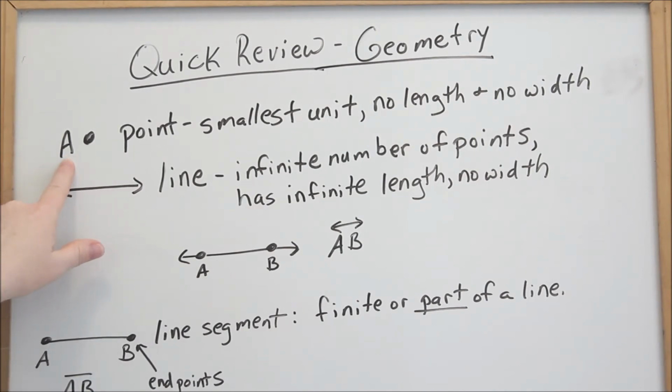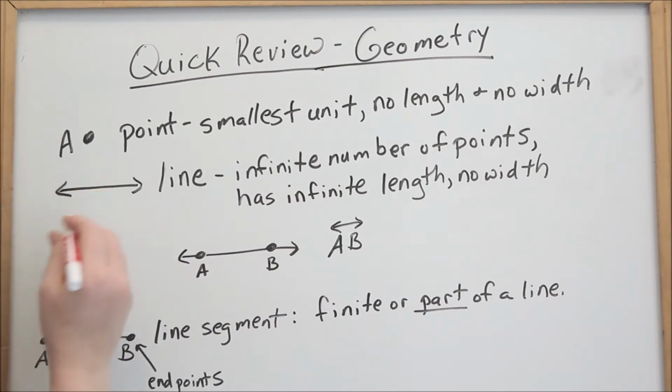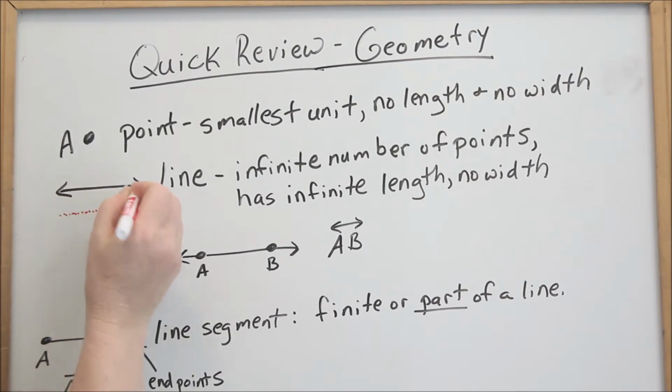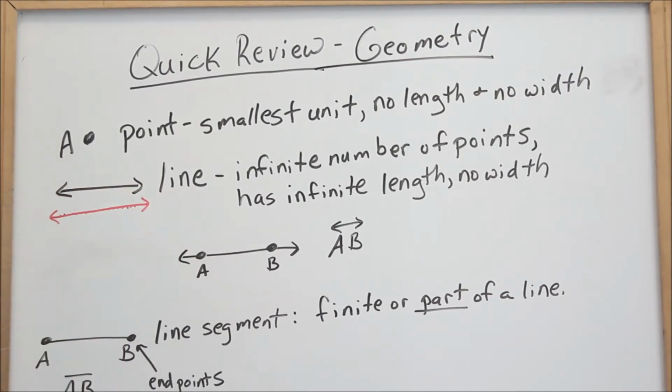Points are usually represented by a letter, like this would be called point A, because it's got an A labeled next to it. Then the next unit would be a line. A line is an infinite number of points. In other words, if I put an infinite number of points, dot, dot, dot, and I kept going on and on, I would create a line if I connected all the points together.